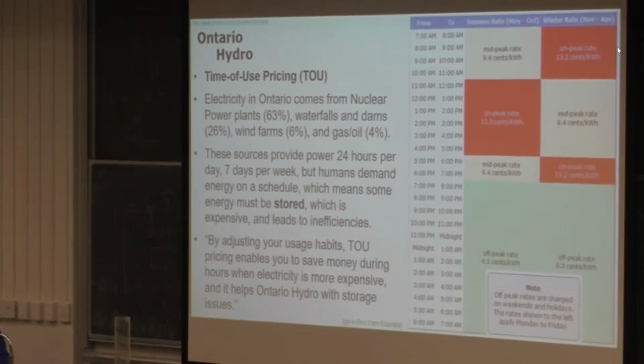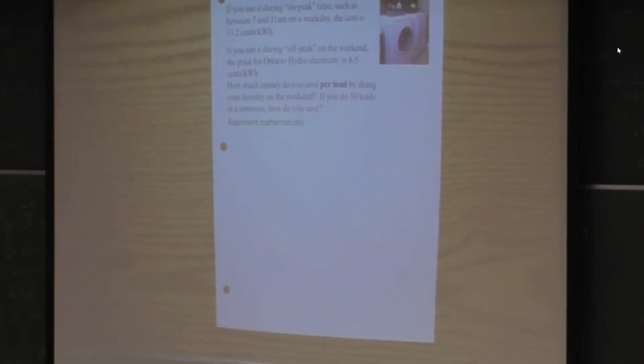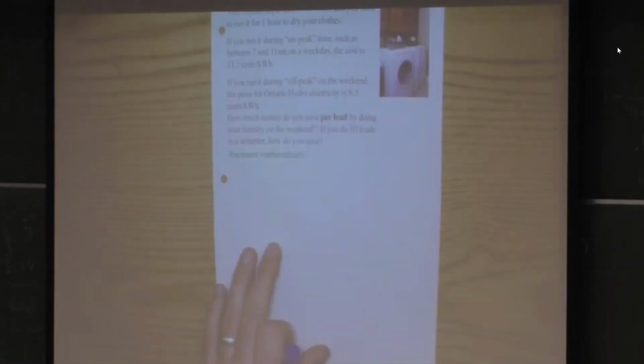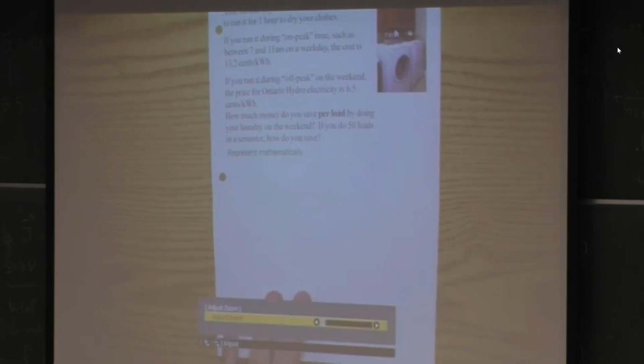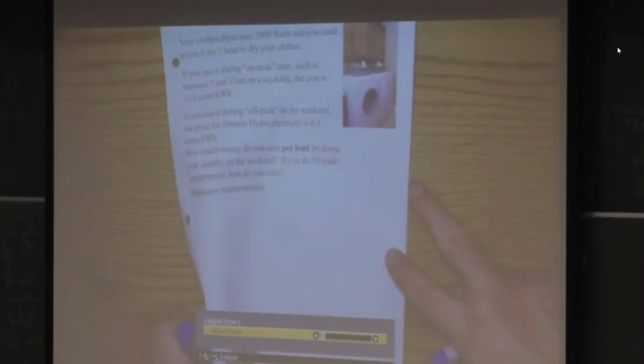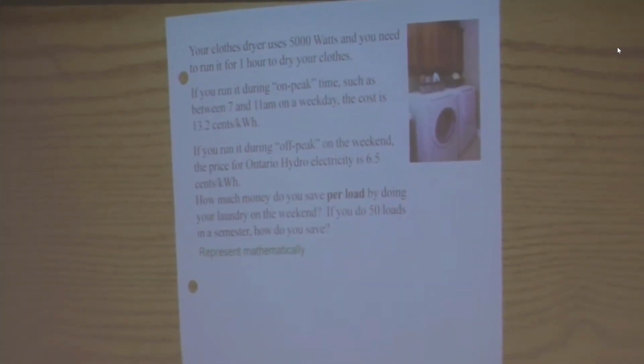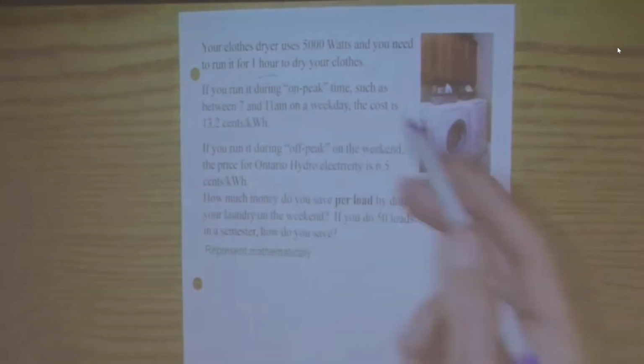Now I want to do a little example of this, and this will give you some practice at swapping around these units. Kilowatt hours especially are a bit strange to use, and they will turn up on the midterm. So, your clothes dryer uses 5,000 watts. I just looked that up in the manual for my dryer. It's pretty typical. And let's say you need to run it for 1 hour to dry your clothes.